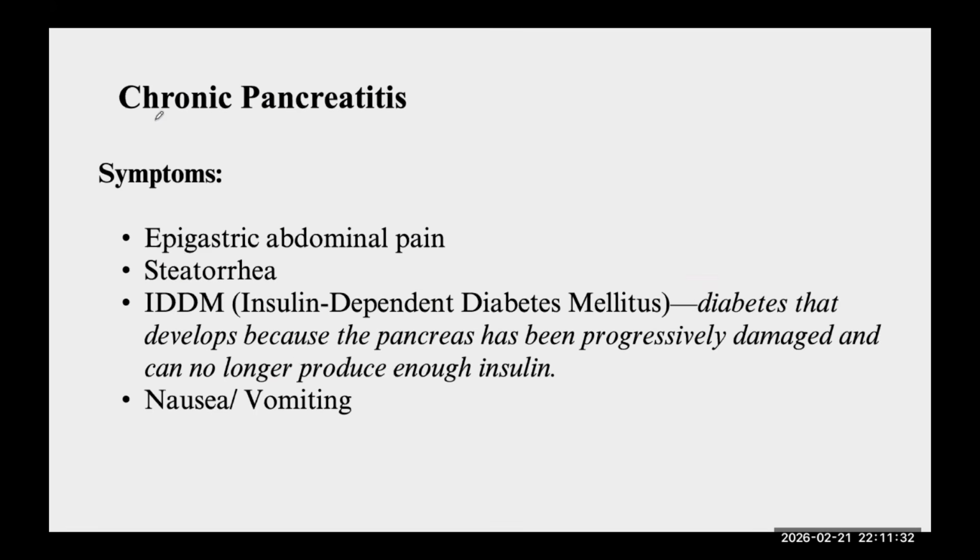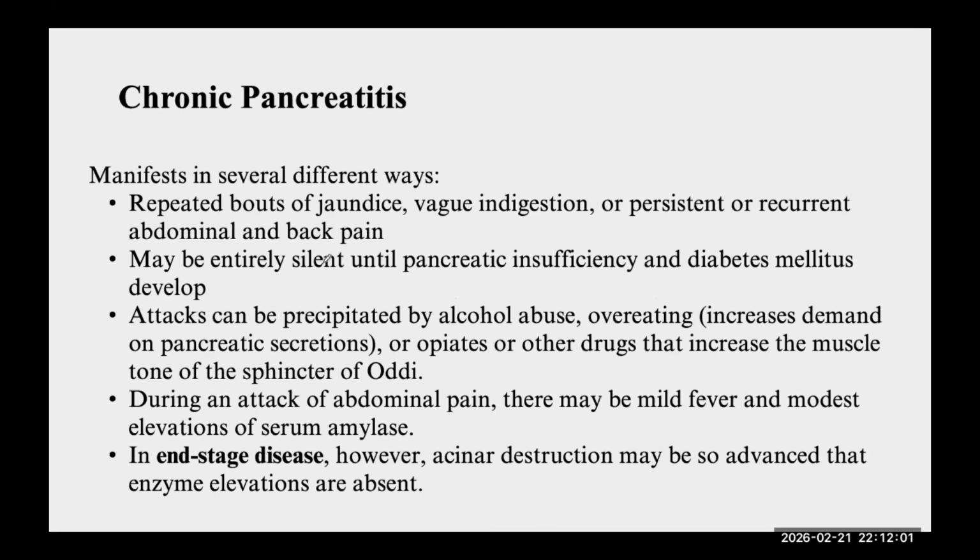Now, what are the symptoms? Again, epigastric abdominal pain, steatorrhea, and that's because when the exocrine function of the pancreas is lost, there are no lipases, so you cannot really absorb fat, and then the fat will be released in stool, and this is basically causing steatorrhea. Insulin-dependent diabetes mellitus, because the exocrine function of the pancreas gets damaged first, and then eventually the endocrine will also be affected. The pancreas is no longer able to release or produce enough insulin, and this can cause diabetes. Nausea and vomiting. Now, it manifests in several different ways: repeated bouts of jaundice, vague indigestion, persistent recurrent abdominal and back pain, maybe entirely silent until the patient develops diabetes.